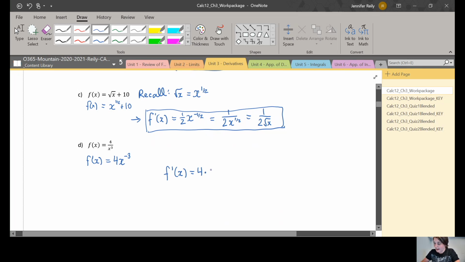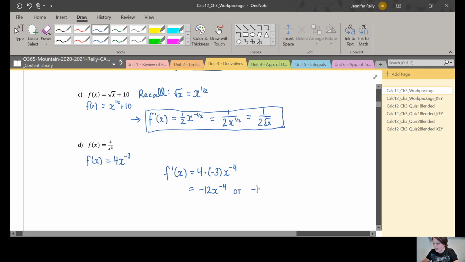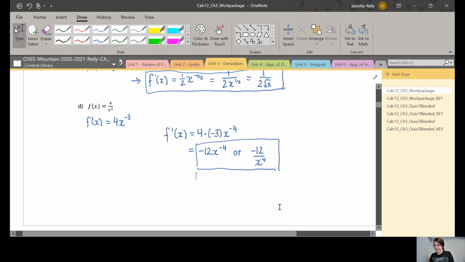And for the power here, we're going to bring the 3 down and reduce the power by 1. And I'll write this a little bit nicer. This is -12 x to the power of -4. And you can also write this as -12 over x to the power of +4. Again, I'll accept either one. It's just some answer keys write their final answers one way and some write them another way, so you should be aware of both. Okay.